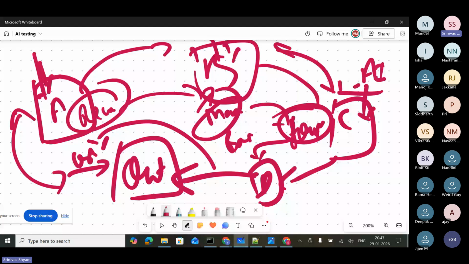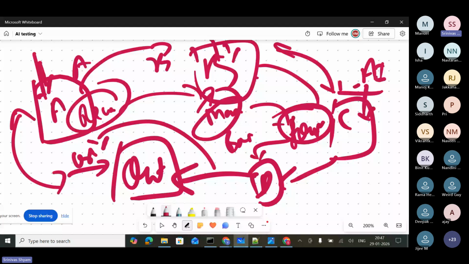The whole flow is happening, and obviously at each and every stage AI testing will happen. Everything is critical, A to B, A to B. So these workflows we need to understand. Overall, it will be a very interesting journey. You'll be learning a lot of things in the journey.